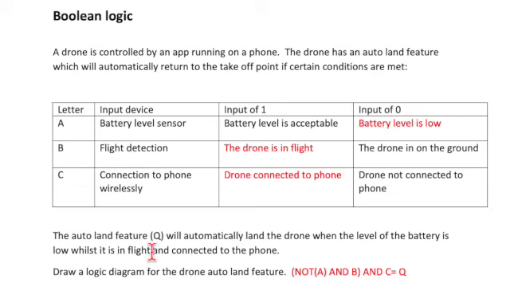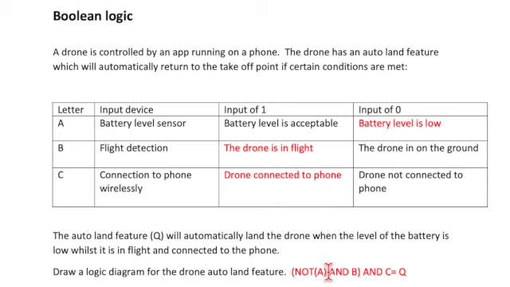Let's look at flight detection. Whilst it is in flight, we are looking for a condition that the drone is in flight, so I've highlighted that in red. The final condition is the drone connected to the phone? And again, I've used red to highlight the condition that would be required for the auto land. If we now look at the values, so A has to be a 0, B has to be a 1, and C has to be a 1.